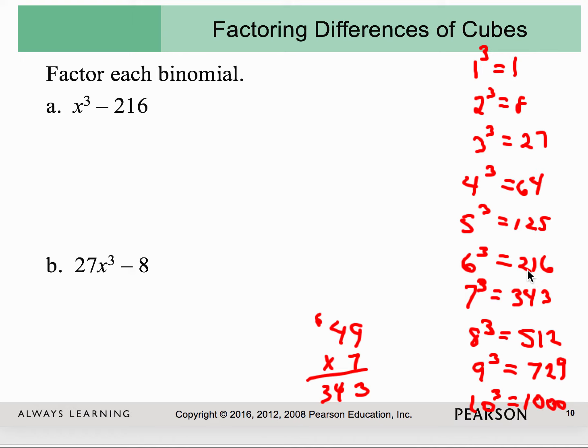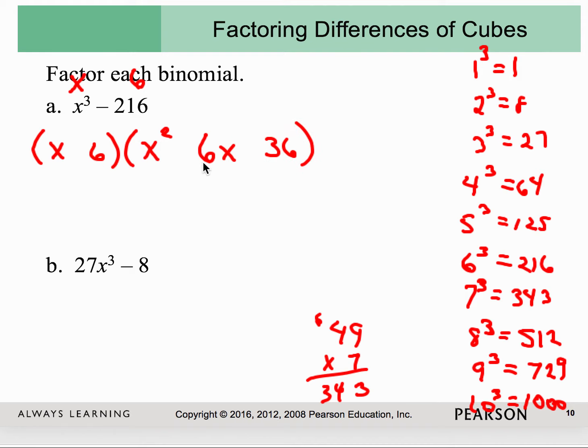Oh, 216 is 6 cubed. So the cube root of this is x. The cube root of this is 6. That means that's what goes in my first factor. Once I have this one, I forget about the problem. And I square this, multiply it times itself. Then I multiply it times this. And then I multiply this times itself, or square it.